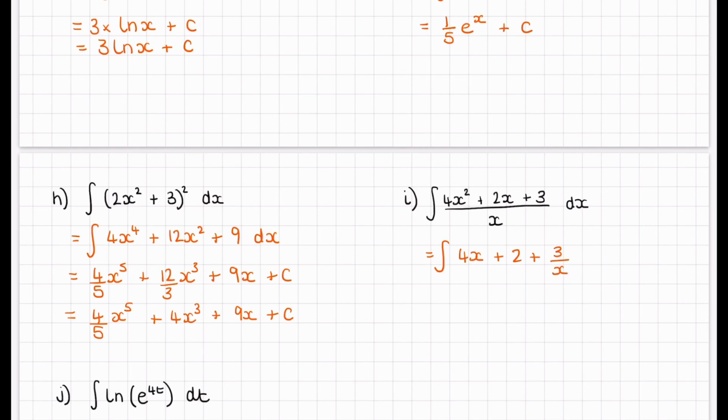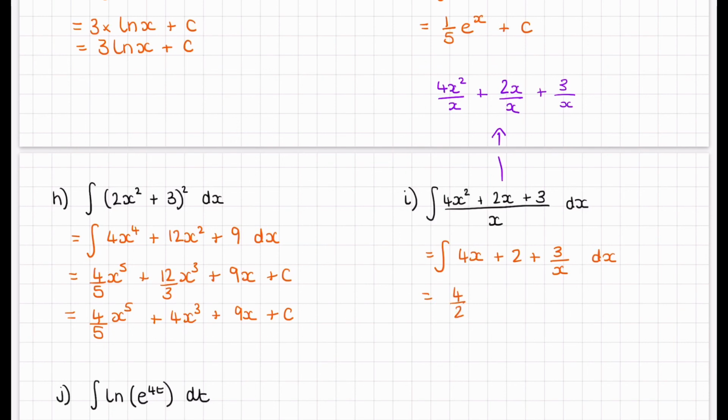So what I'm just going to do, just above here, I'll just show what's happened. So the intermediate step here is I have separated out the one big fraction into 3 smaller fractions and then simplified them from there. And now we just do each bit separately.